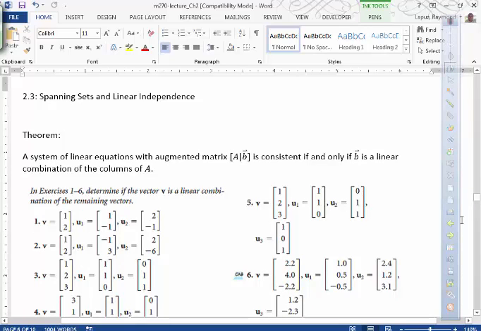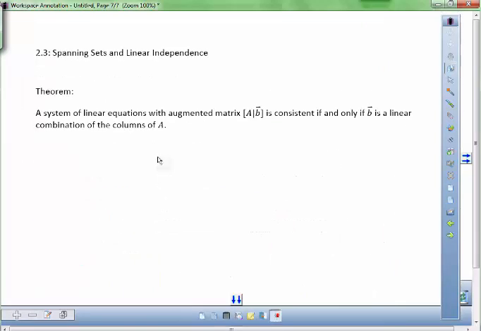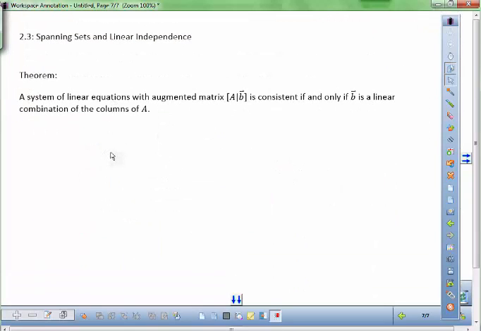Spanning sets and linear independence. So let's go to section 2.3 now. So 2.3 starts off with a theorem. A theorem says a system of linear equations with an augmented matrix is consistent if and only if B is a linear combination of columns of A.